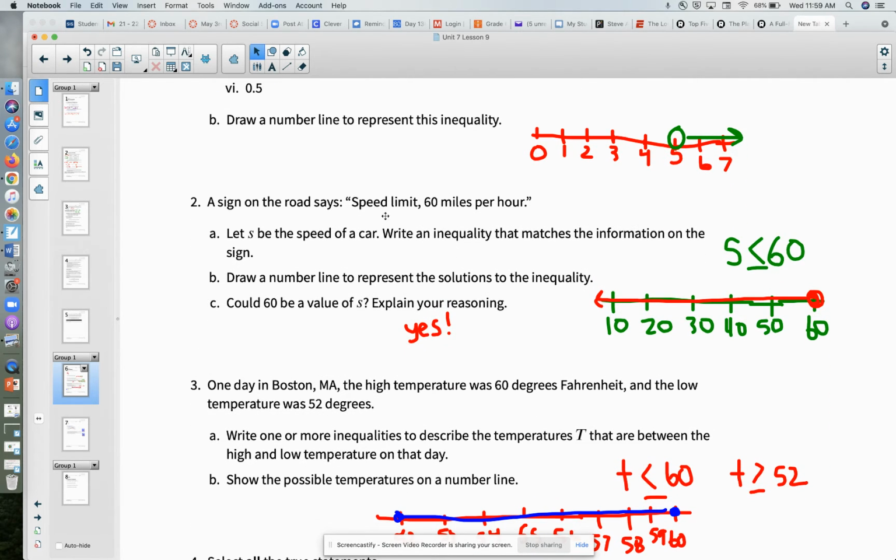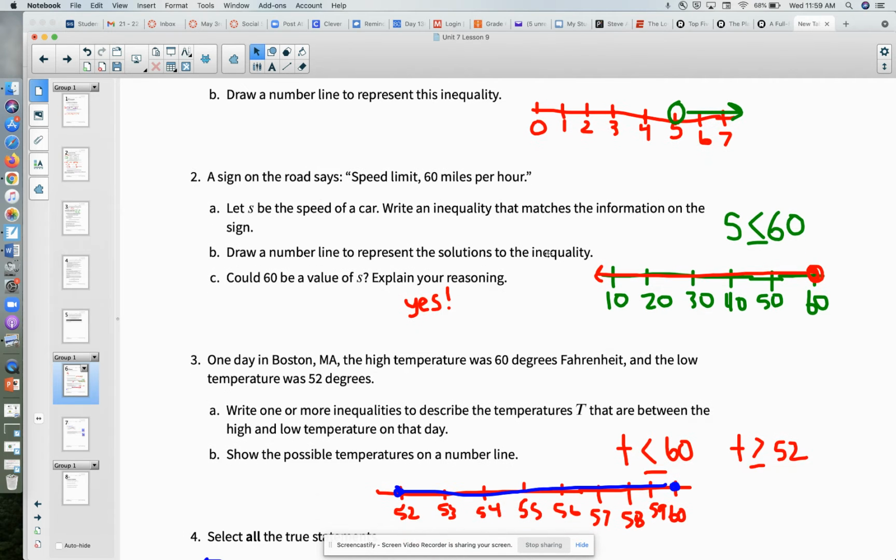Number 2, a sign on the road says speed limit 60 miles per hour. Write an inequality. You can say S is less than or equal to 60. Or you can even say 60 is greater than or equal to S. On B, draw a number line. You put a closed circle for 60 because you can go 60 miles per hour, and then you would shade to the left.